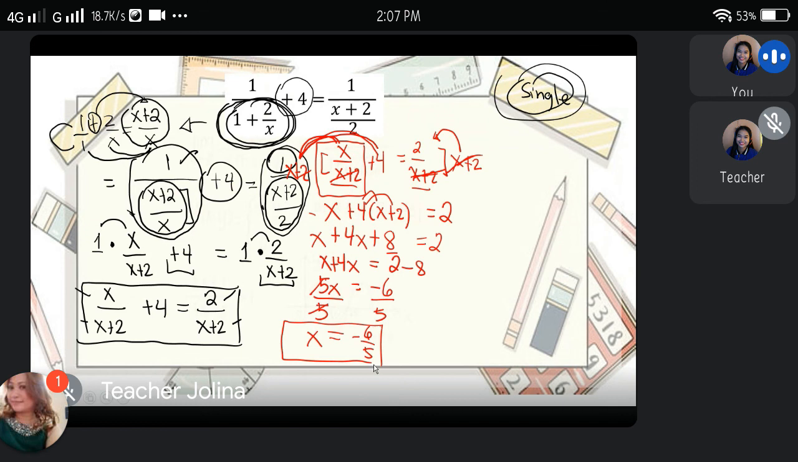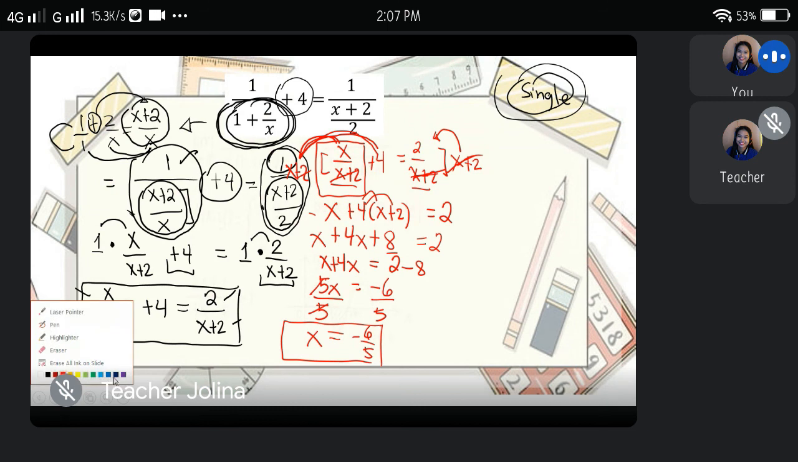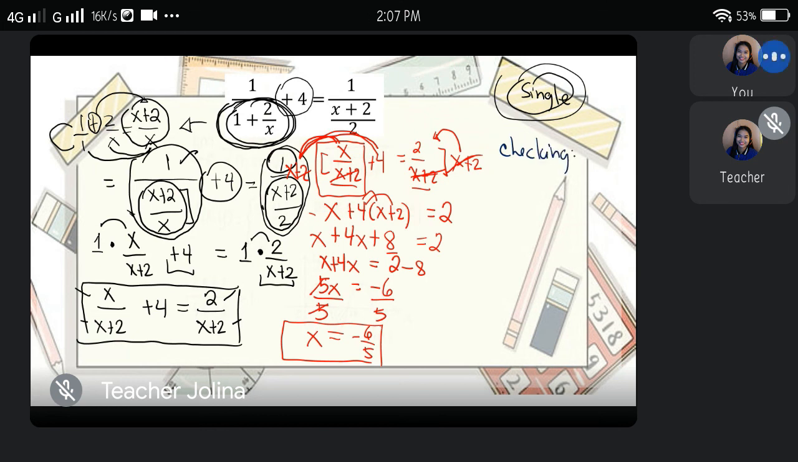Now, don't forget the checking. Okay, so magche-checking po tayo. I'm going to change my pen lang para mas makita nyo. So we have to do the checking. Okay, so for the checking, copy lang. Ang gamitin na po natin is yung single fraction, kasi kung ang gagamitin nyo po is yung original given, medyo mahirap, kasi nga po, complex siya. So, gamitin na po natin yung single fraction. Ito po yung single fraction natin.